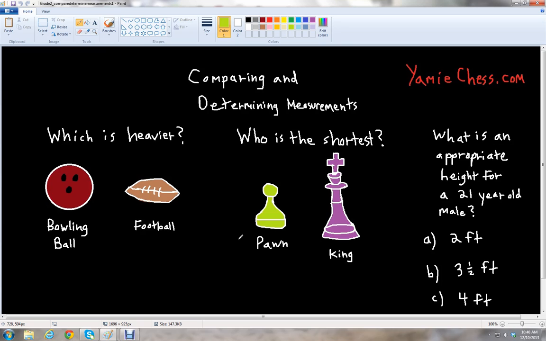So we would probably say that the bowling ball would weigh the most, right? Because we have to roll the ball when we do bowling, and it's pretty heavy when we hold it in our hand. And then with the football, it's a lot lighter because we have to throw the ball to a receiver. A quarterback has to throw it to a receiver to catch it. So we would say that the bowling ball is definitely the heavier object of the two.